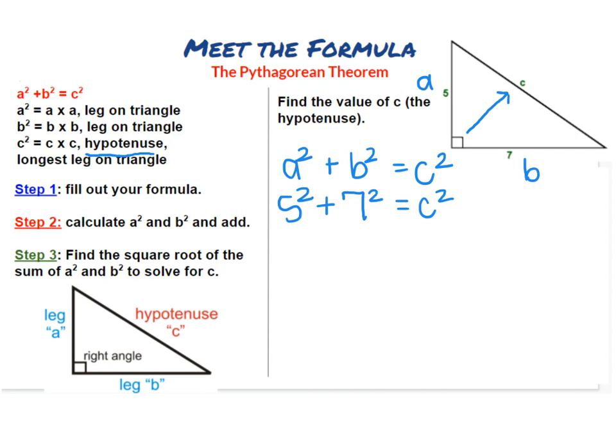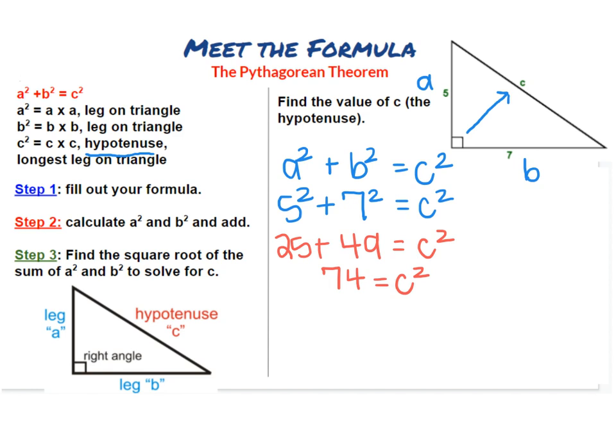Calculate a squared and b squared and then add. 5 squared is 25, 7 squared is 49, and then we're going to add those together. 25 plus 49 gives us 74. So 74 is equal to c squared.